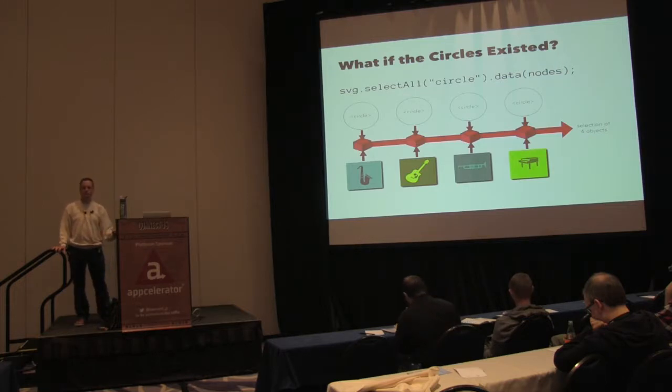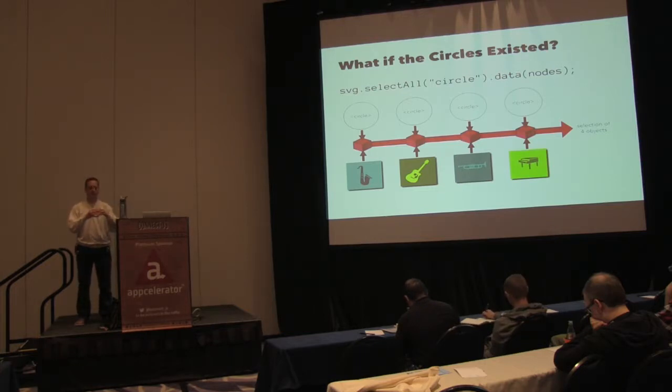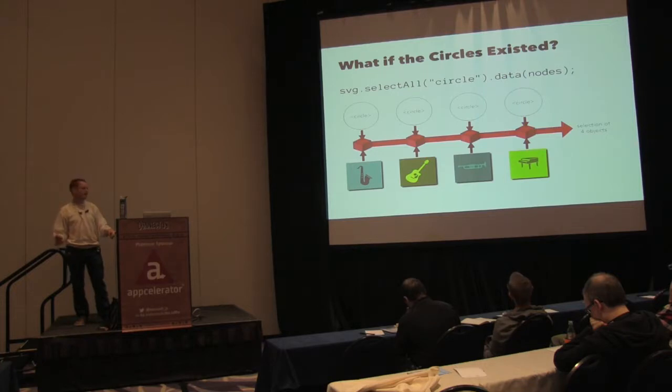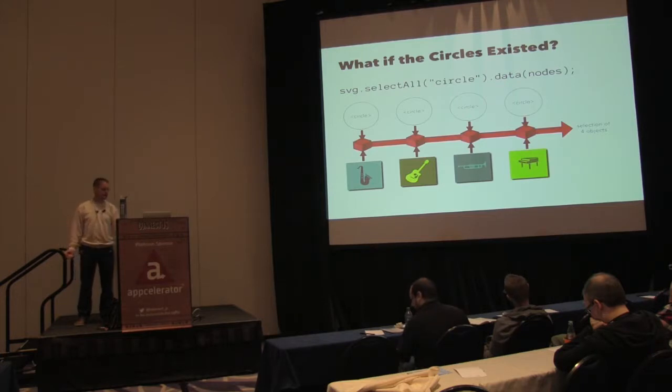What D3 will do is go find each circle and go find a node from our data set and associate the two together. So we'll say I've got a circle, which is an element in the DOM, and I've got a node, which is an element in my data set, and I'm going to marry those two together and manage that association. So if we did that with 4 circles and 4 albums, the result would be a selection, because we're storing this in the variable selection, that had 4 objects in it. And each of those objects would be an association between a DOM element and a data object. So that's what would happen if those circles existed.